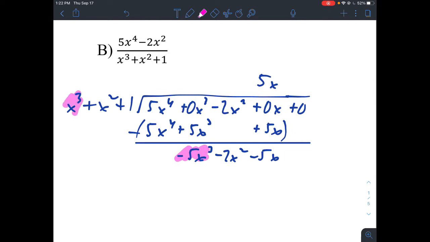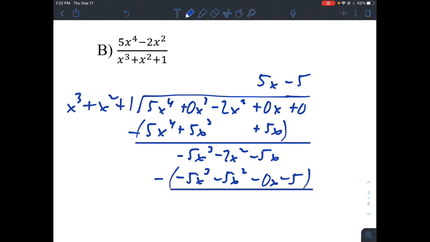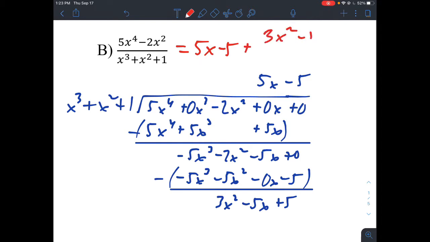Repeat that process. Negative 5x cubed divided by x cubed would be negative 5. Multiply. First terms cancel. Negative 2 minus negative 5 is positive 3x squared. Negative 5 minus 0 is minus 5x. And then minus negative 5, don't forget, so that's 0 minus negative 5, that's 5. We cannot keep going any further, so this is it. That's our answer. Our answer would be 5x minus 5 plus a remainder, which is 3x squared minus 5x plus 5 over our denominator, x cubed plus x squared plus 1.